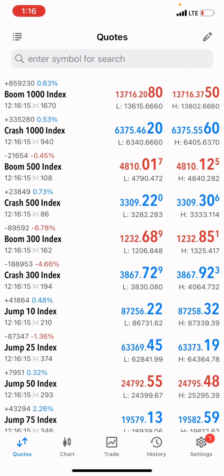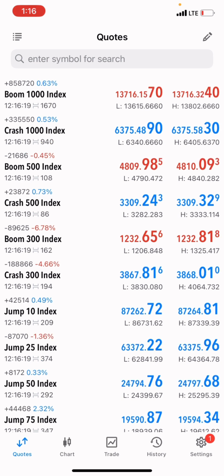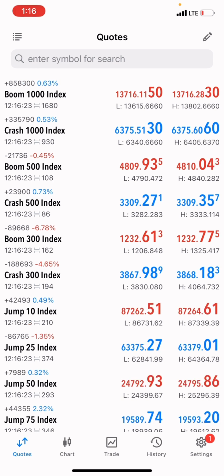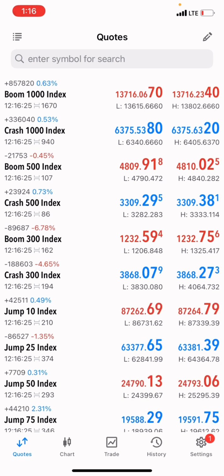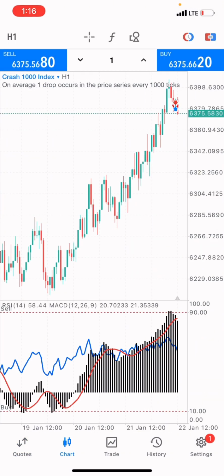So what I'll do now is show you how to catch the spikes on the crash market, because what I've just showed you is on the boom, right? We're still using the same setup for the RSI and the MACD. All right, now go over to the crash 1000 index market. On the crash 1000 index market, let's zoom in real quick.